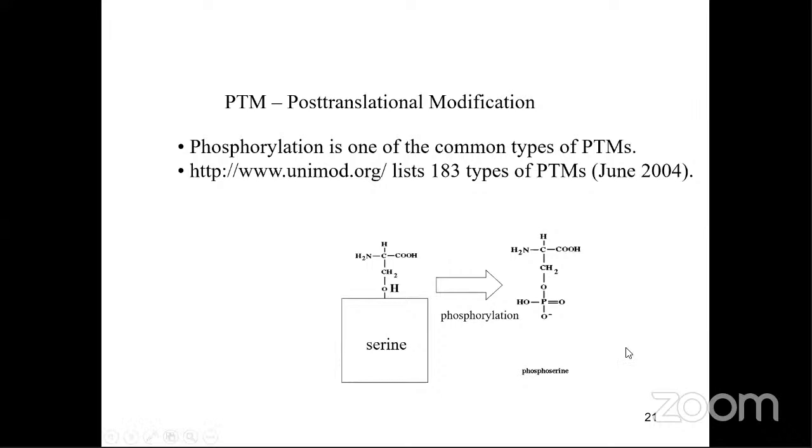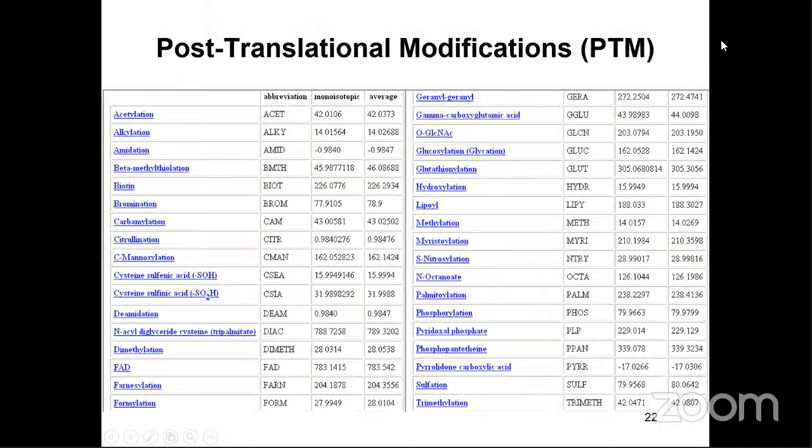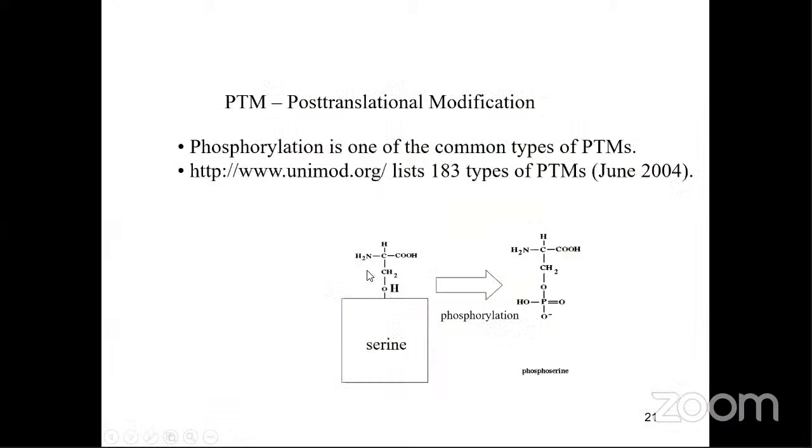So phosphorylation is a very common post-translational modification. If you go to this particular database, it gives you 183 types of PTMs. Okay, so there is a large number of PTMs possible, actually. Like I said, there are many, many types of post-translational modifications that are possible here, as you can see. But for mass spectrometric studies, we generally use phosphorylation.